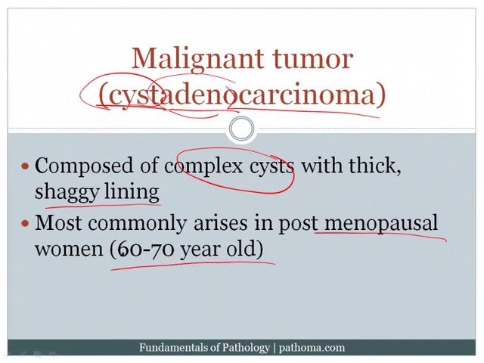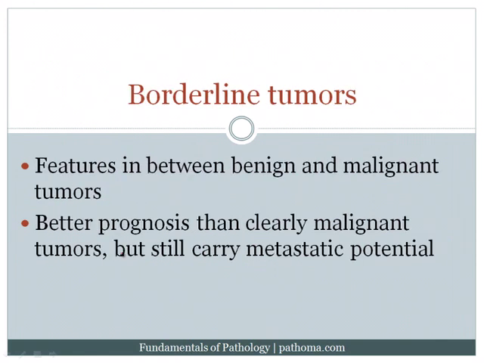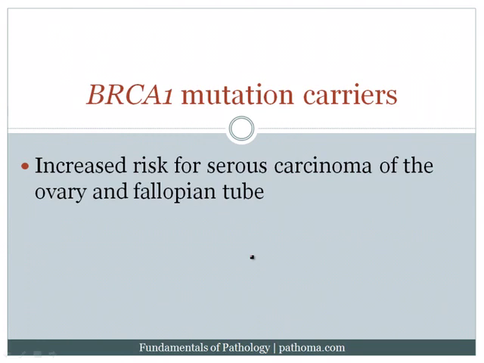There is a third category for surface epithelial tumors, and those are called borderline tumors. The only thing you have to know about borderline tumors is that they have features in between benign and malignant. They are malignant, they have metastatic potential, however, they behave much better than the clear-cut malignant tumors. And so because they're sort of in between, we call them borderline tumors. Again, it's important to note that they have a better prognosis, but they still carry metastatic potential in that they are still malignant.